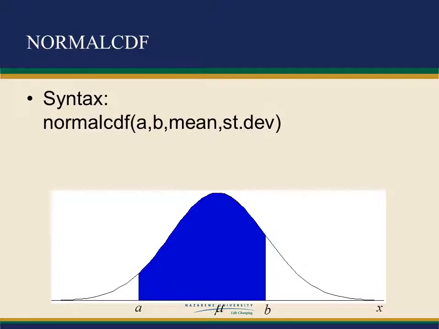The syntax for the TI-83 calculator is as follows: normal CDF, A, B, mean, standard deviation. The A and the B are the endpoints of the interval for which you would like the probability, and it is a cumulative probability that we will compute. The mean is the mean of the normal distribution, and standard deviation is the standard deviation for the normal distribution.